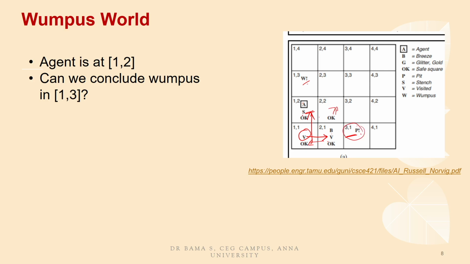At the same time, when he went to 2 1, if there had been a stench, then he would have understood that there is bumpers nearby, but there is no stench here. Therefore, there is no bumpers here, in which case the bumpers would be only in 1 3. So, this is the conclusion that he comes to with common sense.